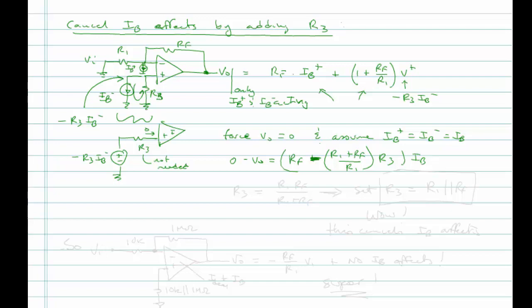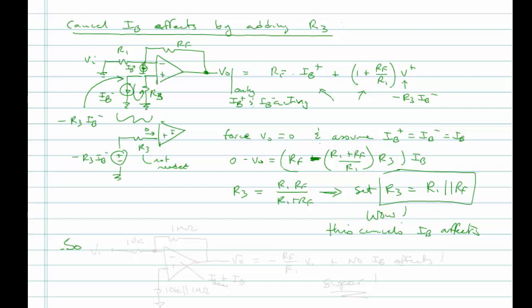Okay, so we're going to solve for R3. So we end up actually with R3. If you solve this, we'll find that R3 is equal to R1 RF over R1 plus RF. Wow, which means set R3 equal to the parallel combination of R1 and RF. Wow, this cancels IB effects. All right, super.